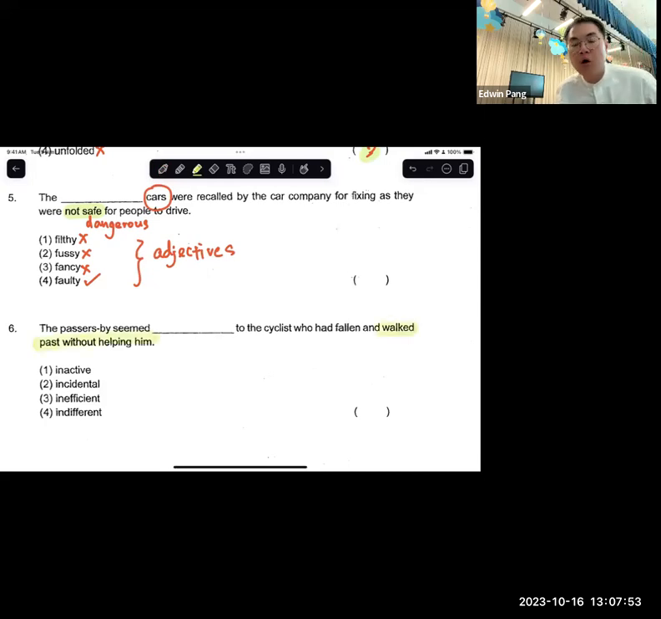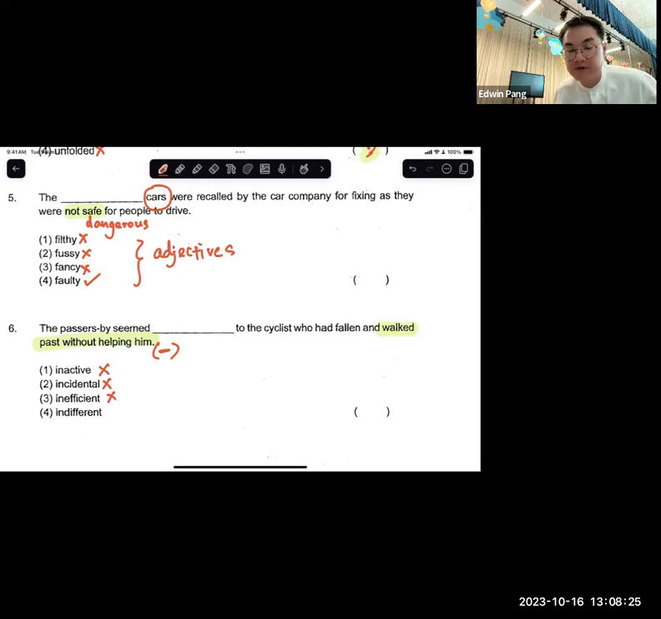So if you walk past someone without helping them, is this a good or bad thing? Yeah, right. You put your thumbs down, right? So let's put a little note here to say that this is a negative. So I want to cancel out anything that is not negative. Okay. Do you know why I cancel all these words out?